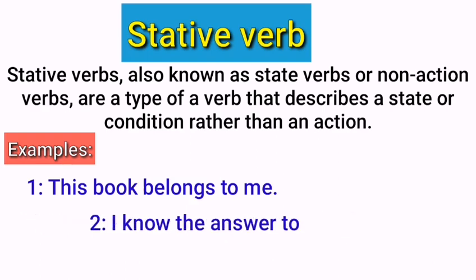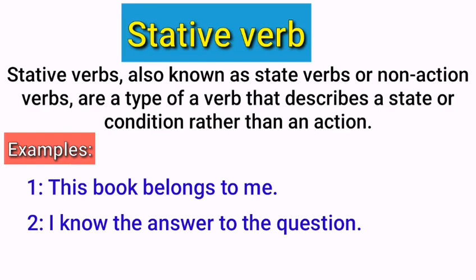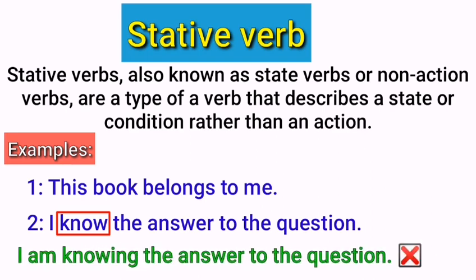I know the answer to the question. Again, the verb, know, is a stative verb. Because it shows my state that I am in a position to answer the question. Simply, you can say it describes my state and not my physical action. So, this can also not be used in progressive tenses. Like we can say, I am knowing the answer to the question. If you say like this, then the sentence would be incorrect.